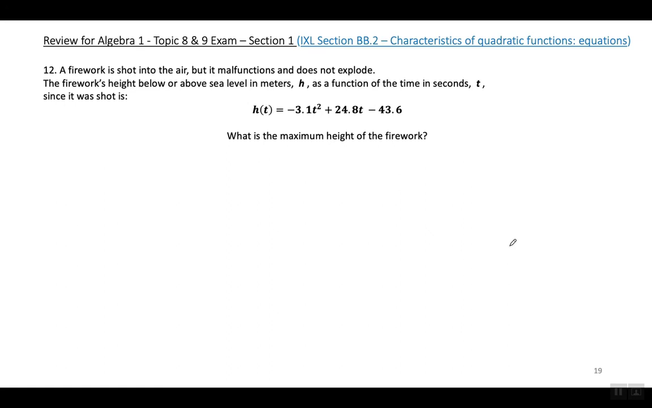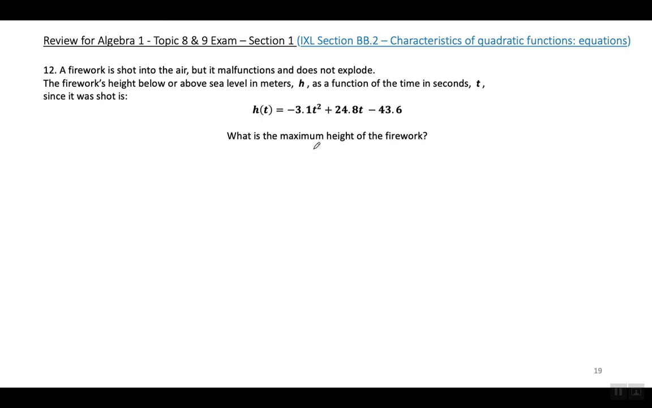Number 12. A firework is shot into the air, but it malfunctions and does not explode. The firework's height below or above sea level in meters, h, as a function of the time in seconds, t, since it was shot, is modeled by this quadratic function here. The question is, what is the maximum height of the firework?